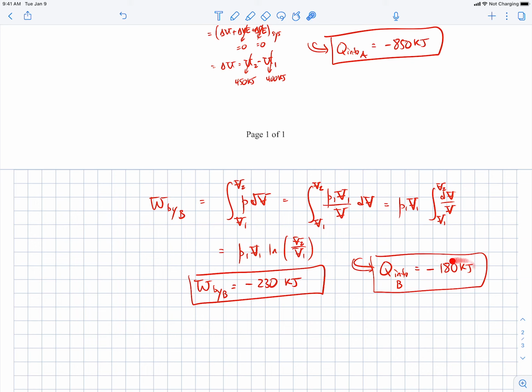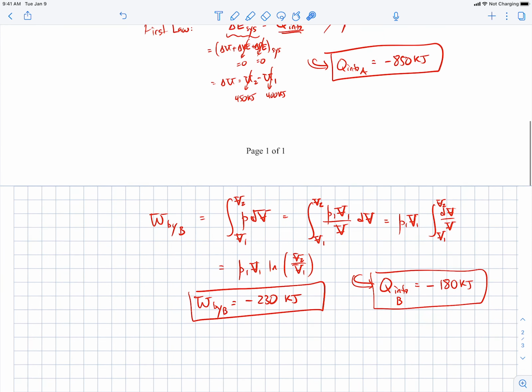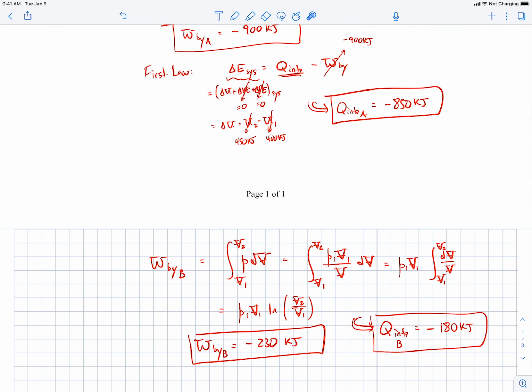So you can see that the heat transfer for process B and the heat transfer for process A are different, and it's because it's path dependent. The works are different and the heat transfers are different because they're path dependent. The internal energies are the same because that's a property and it only depends on the endpoints, it only depends on the states. Now in both of these cases you see that the Q's are negative, so instead of heat going into the control volume or into the gas, there's actually heat leaving the gas into the surroundings.